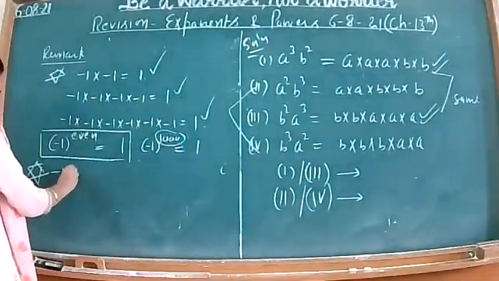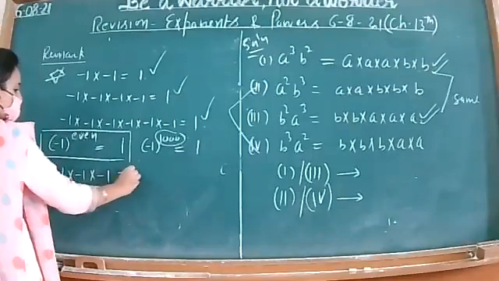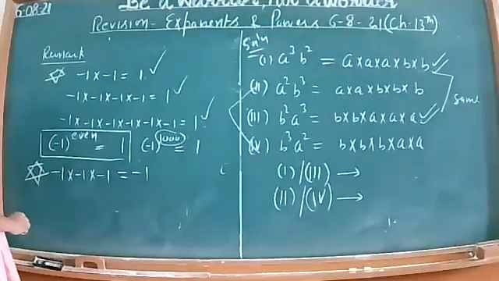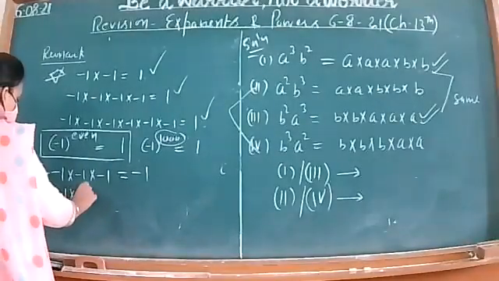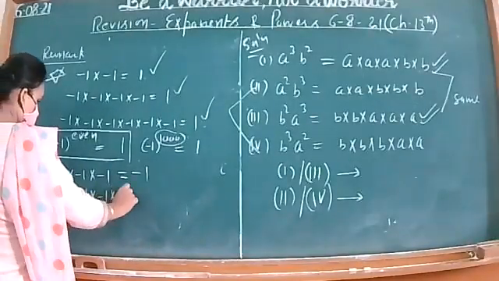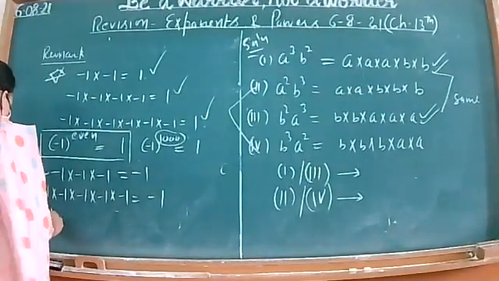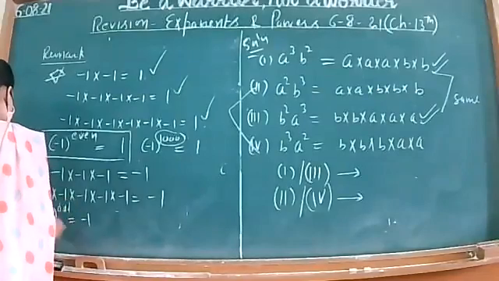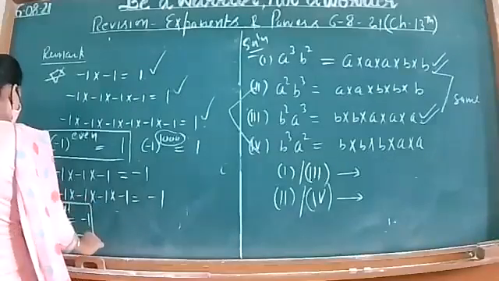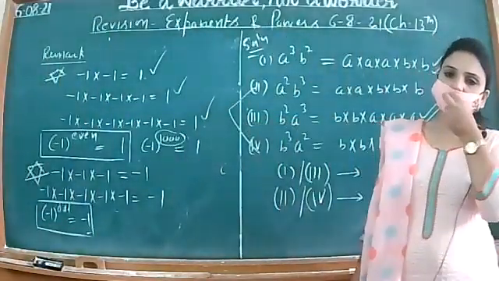Suppose I am multiplying -1 3 times. Minus minus plus plus minus minus. Answer is -1. Suppose I am multiplying -1 5 times. That is again -1. So what do I conclude from here? -1 raised to power odd is always -1.